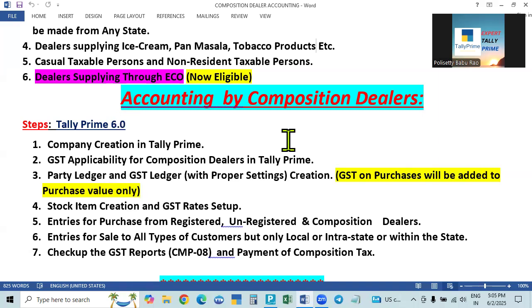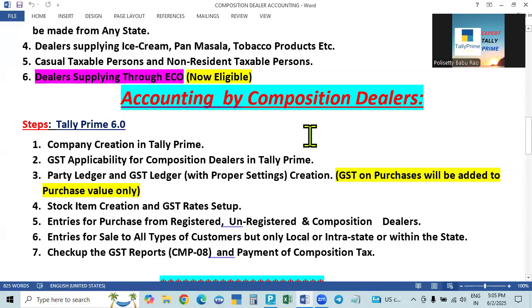not eligible to collect the tax. That is why when you are selling the goods, we will not collect the tax, so no tax will be calculated. Even if you select CGST, SGST, the amount will not be calculated, but we have to pay CGST and SGST at 1%, that means 0.5% CGST and 0.5% SGST. That is to be paid.